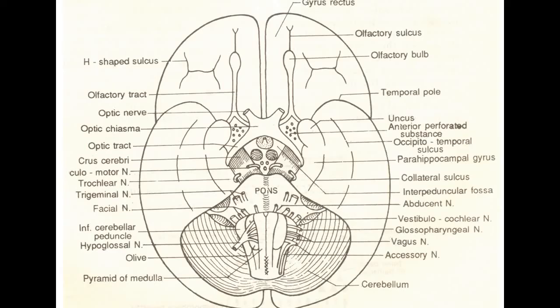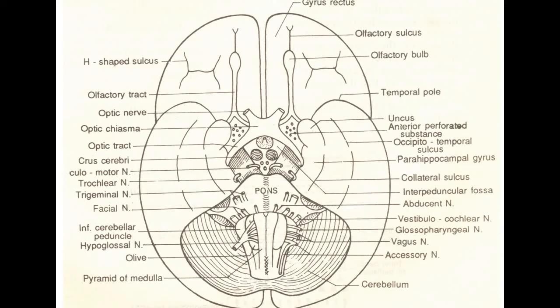Next we'll go to the different sulci on the orbital surface. This is called the olfactory bulb. Within it, the olfactory sulcus is there. The other thing you can see is the H-shaped sulcus. Can you see here? Yes, the H-shaped sulcus, which divides into anterior, middle, and posterior orbital gyri.